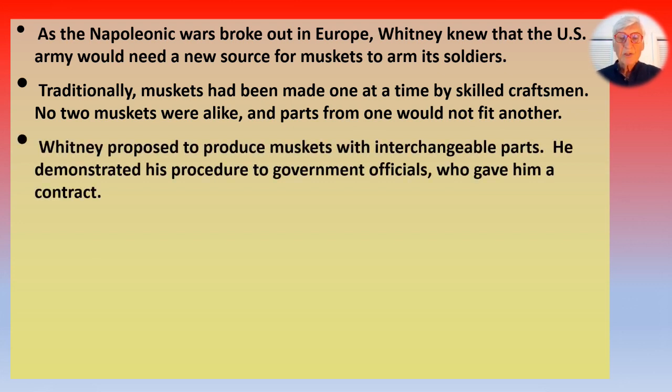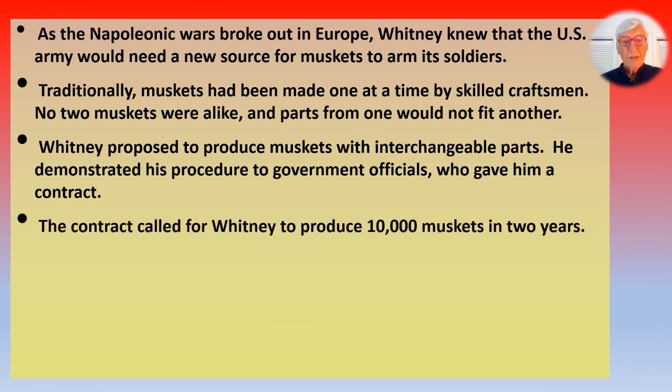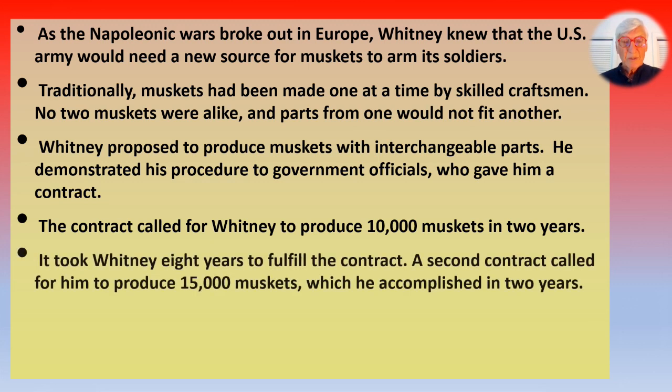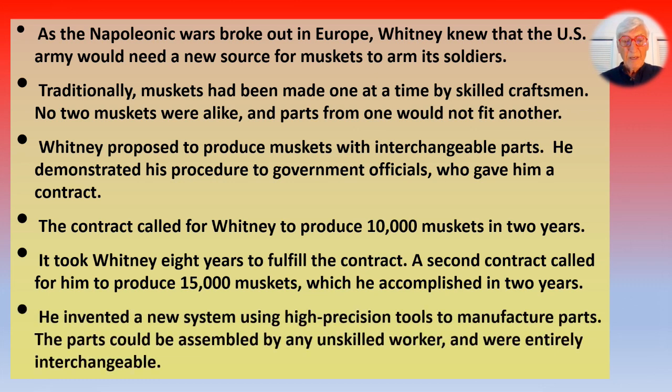He demonstrated his procedure to government officials, who gave him a contract. The contract called for Whitney to produce 10,000 muskets in 2 years. It took Whitney 8 years to fulfill the contract. A second contract called for him to produce 15,000, which he accomplished in 2 years. So he finally got it right. It took him a while to do it. He invented a new system using high precision tools to manufacture parts. The parts could be assembled by any unskilled worker and were entirely interchangeable.